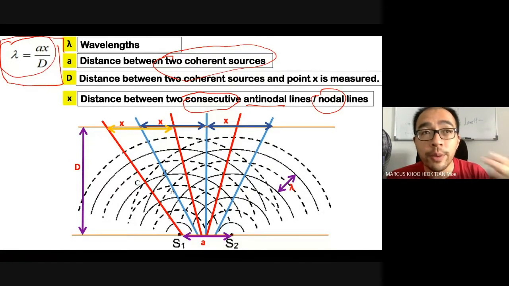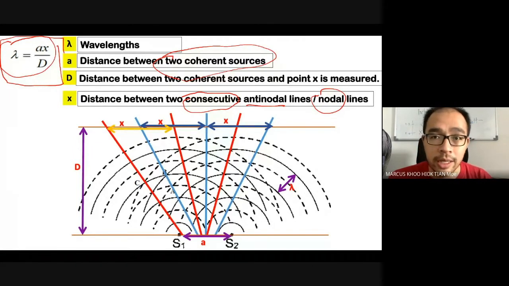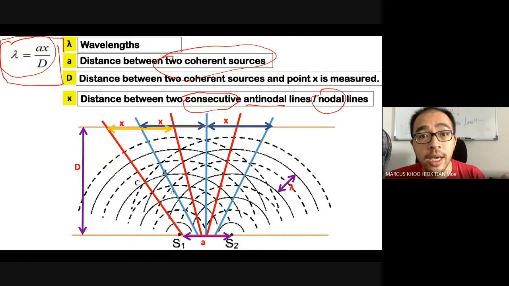Okay, so far when we talk about reflection, refraction, and diffraction, there's not really much calculation, right? Interference, there's a calculation that is involved, and we need to do this.